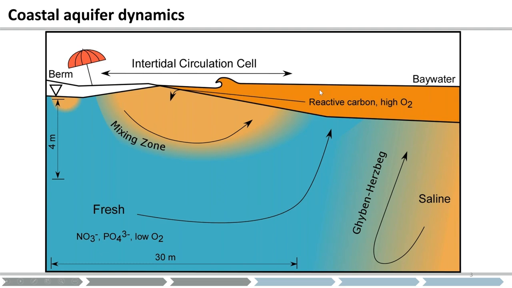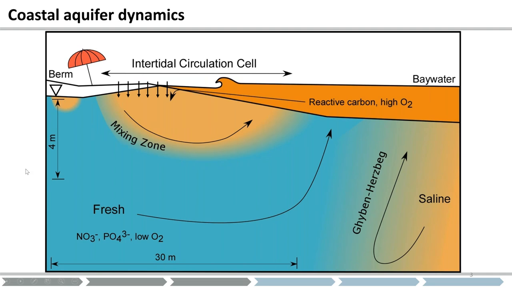During waves and tides, it infiltrates into the aquifer. Salinity is a conservative tracer because it's not chemically reactive. The density differences between the two make this intertidal circulation cell, shown in purple here. And so I'm interested in what kind of reactions happen within the circulation cell.